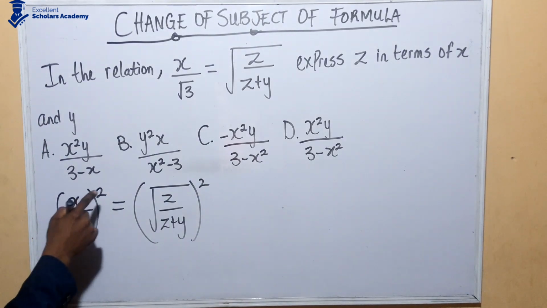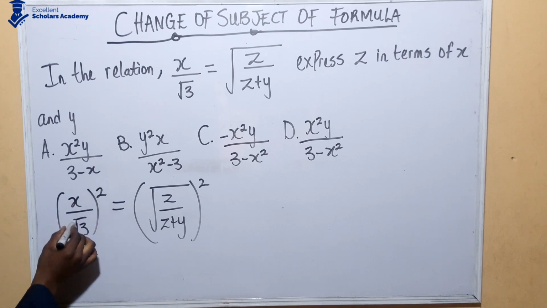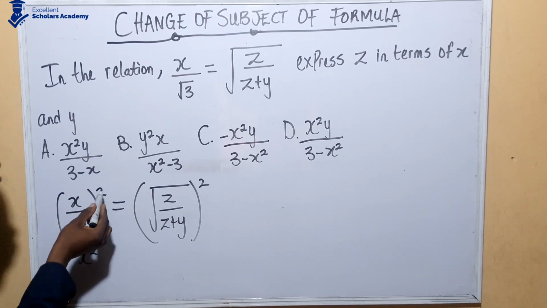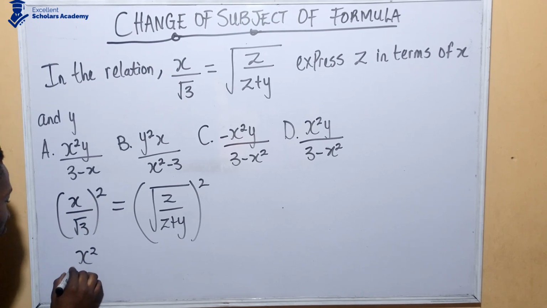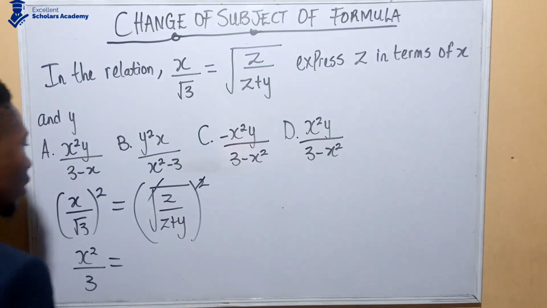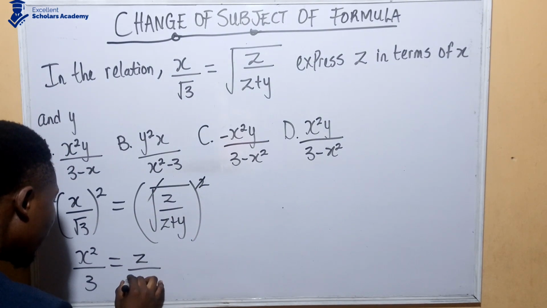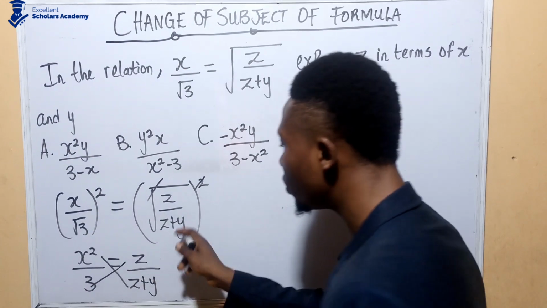Now, this square is going to affect x here. It becomes x squared. But this square is going to cancel this square root. It's affecting up and down, the numerator and the denominator. So it becomes x squared, and this square affects the 3 and cancels the root, so you have over 3 is equal to, and this square too takes away this square root. So you have z over z plus y. Now, from here, don't forget, you want to make z the subject of formula. You can cross multiply.